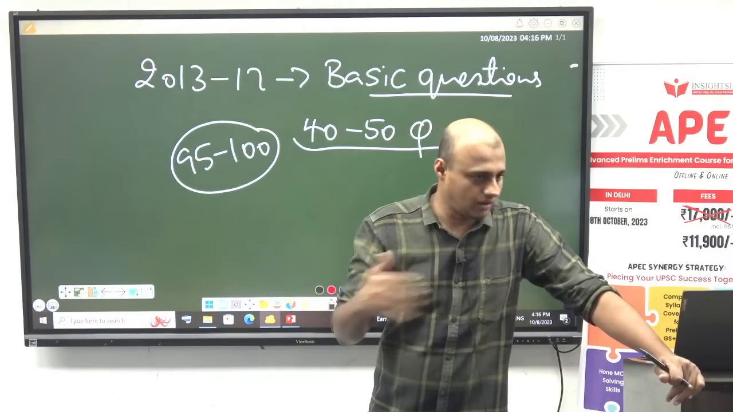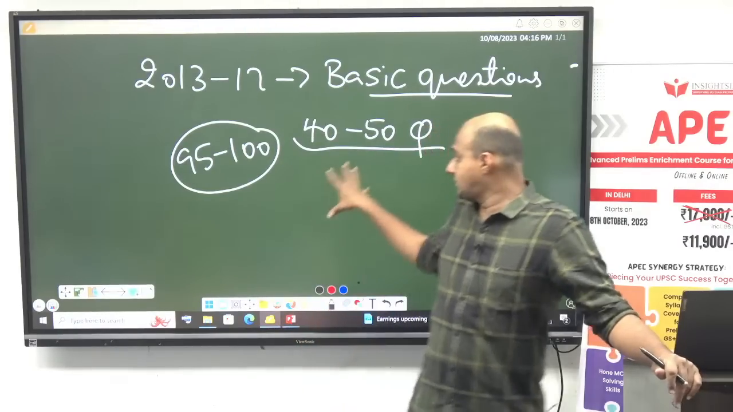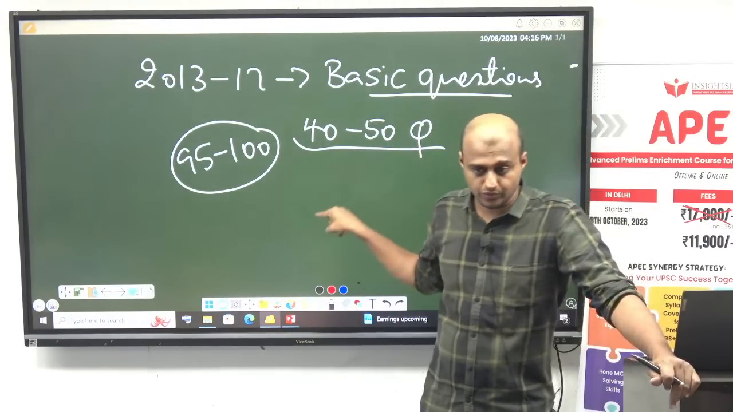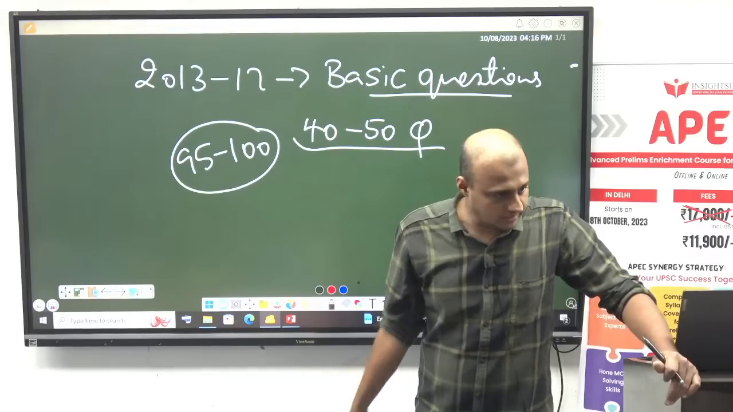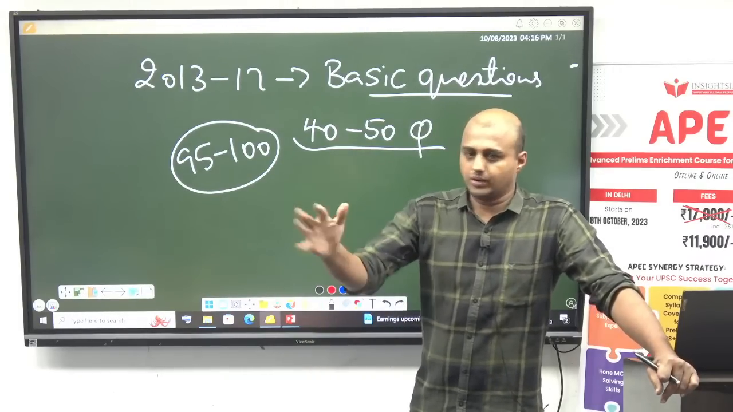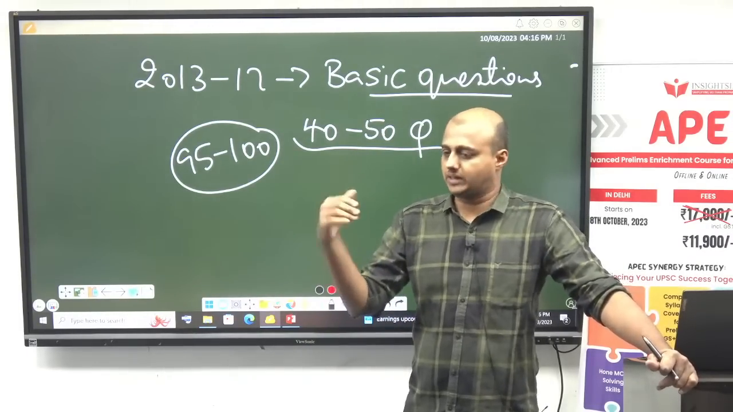Obviously that era has gone. The basic questions were 40 to 50. Normally, whoever were serious candidates used to get somewhere around 40, 50 of the basic questions, 45, 46 correct right there.